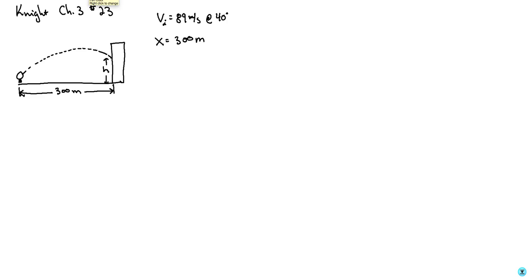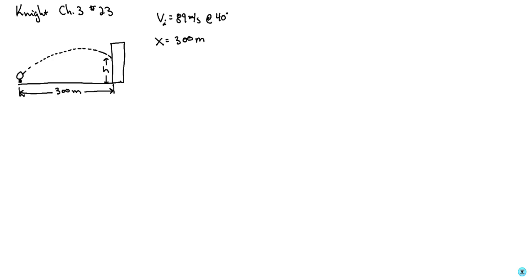All right, so chapter 3, problem number 23 is a projectile motion problem. It reads, a cannon elevated at 40 degrees is fired at a wall 300 meters away on level ground, as shown in figure Q 3.23. The initial speed of the cannonball is 89 meters per second. A, how long does it take for the ball to hit the wall? And B, at what height h does the ball hit the wall?